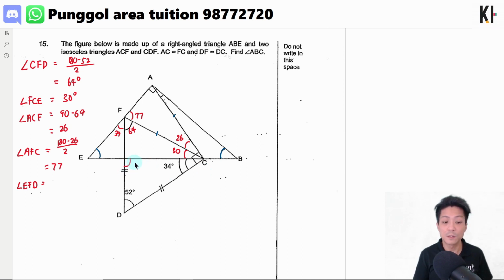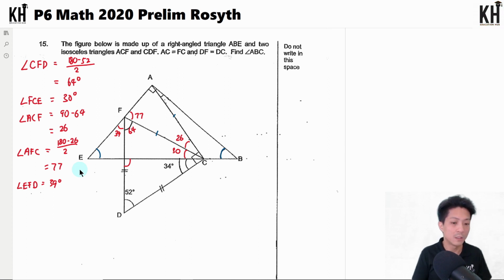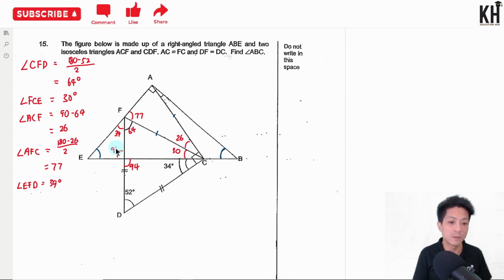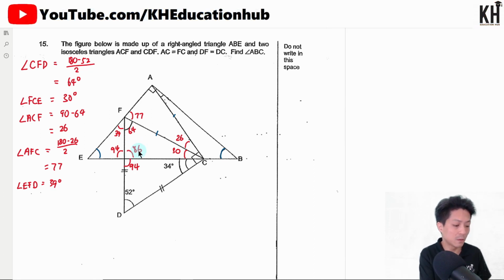Be careful, this angle here is not 90. Okay, this angle here, there's no marking here, so I'm just gonna use 180 minus 52 minus 34. Okay, this angle here is 94, and by using vertically opposite angles, this is also 94. Just to double confirm, I'm gonna find this angle here. It will be 180 minus 64 minus 30. Okay, this is 86, so 86 plus 94 will give me 180.